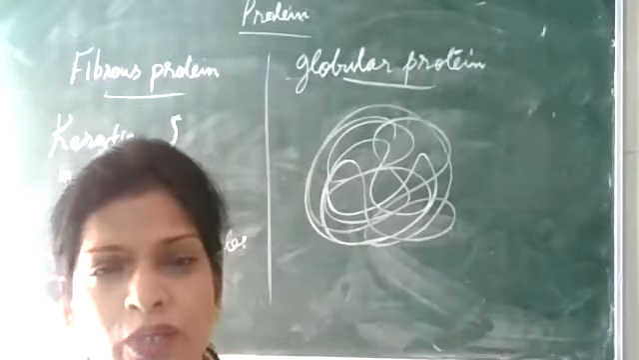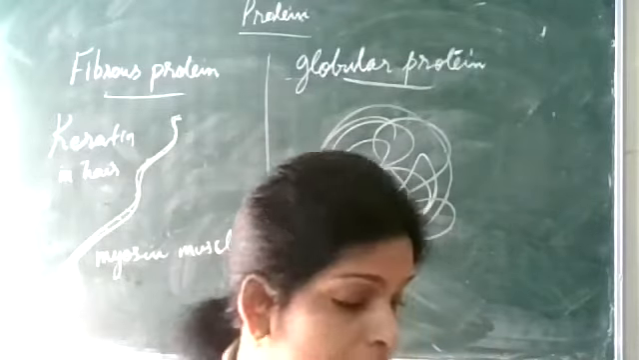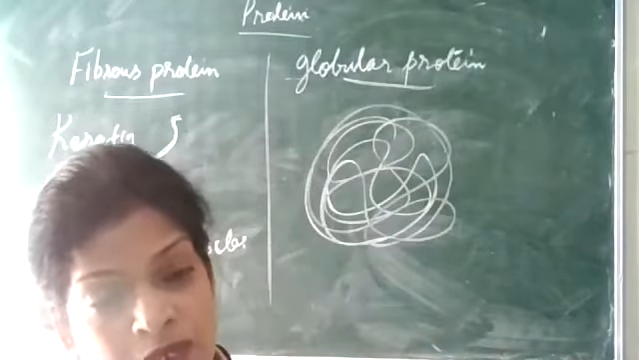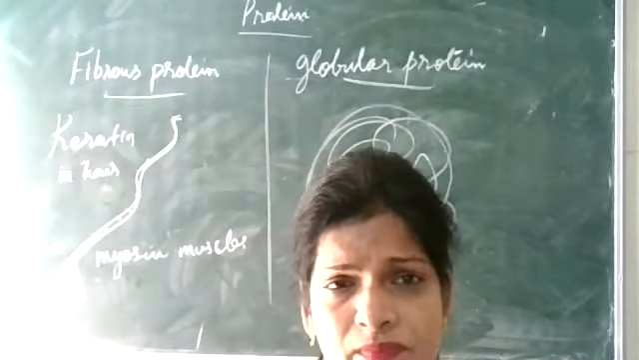These are soluble in water. Globular protein is soluble in water, but hair is not soluble in water. So fibrous proteins are insoluble in water, while globular proteins are soluble in water.